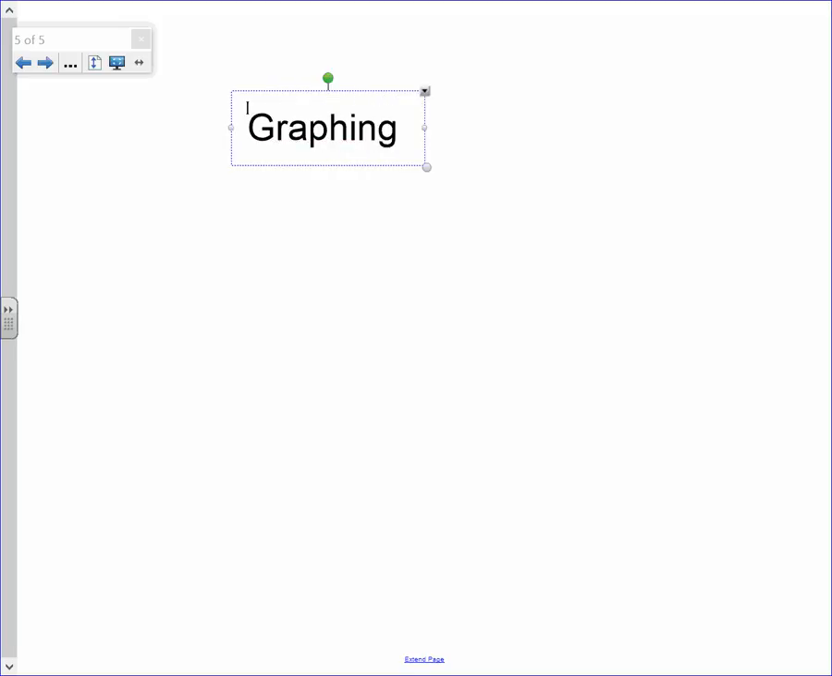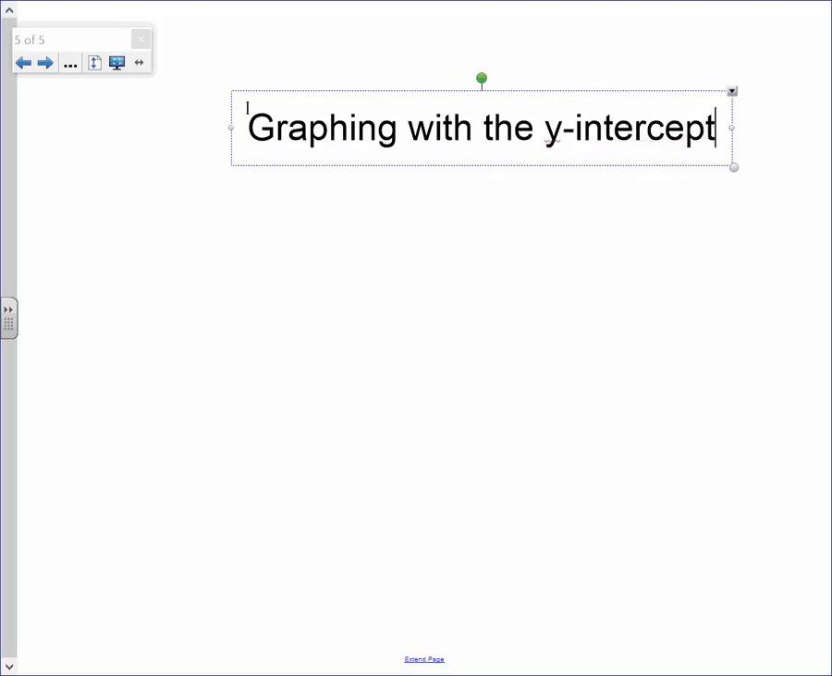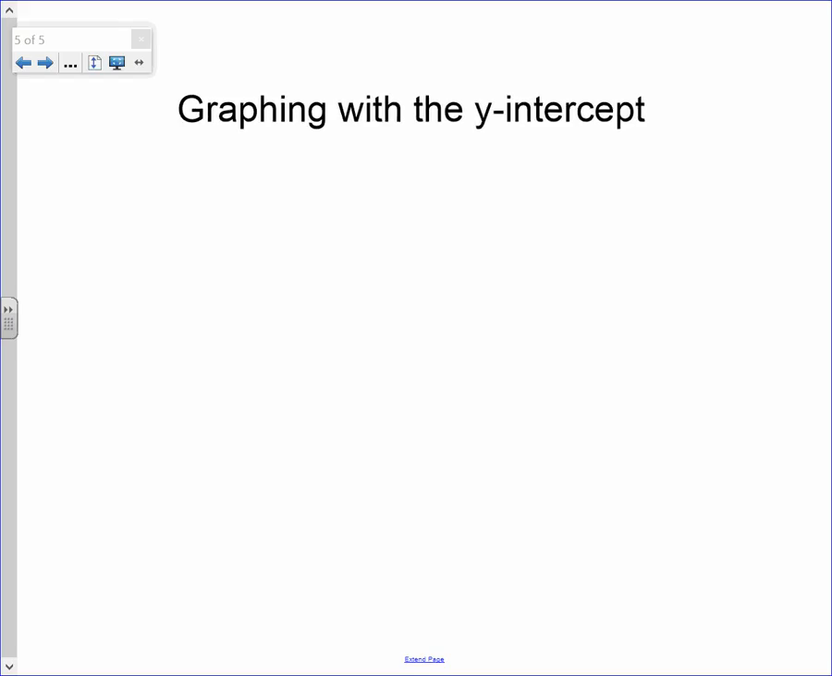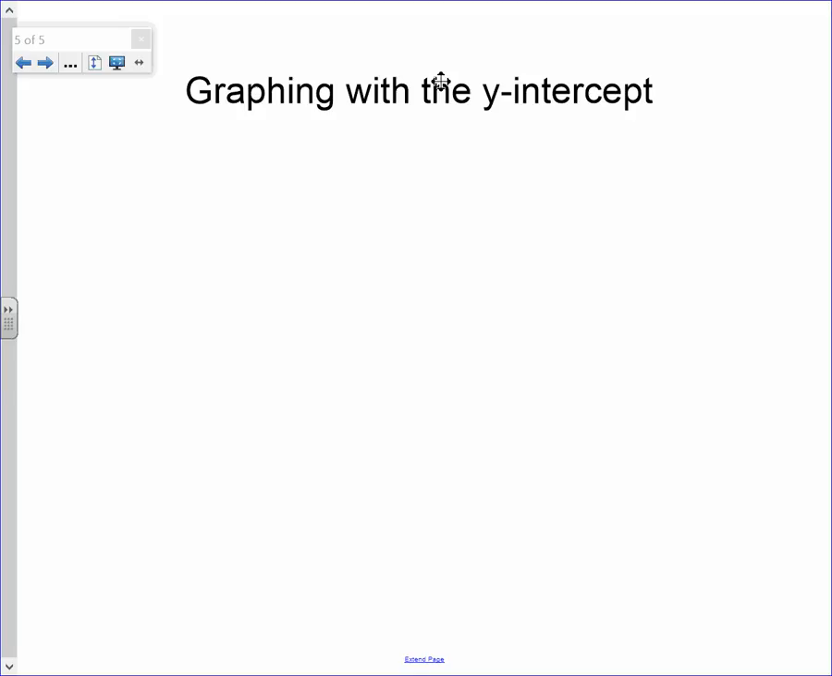Graphing with the y-intercept. You should have a piece of graph paper. We're only going to do one example today. Just one. I don't want to kill you guys.